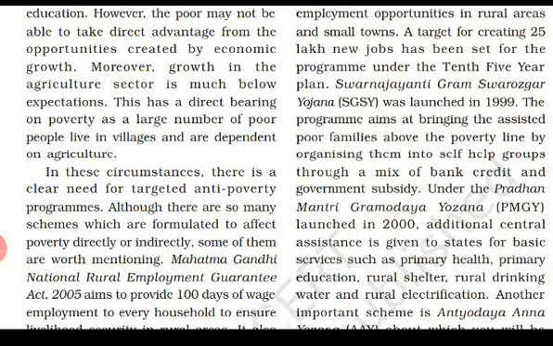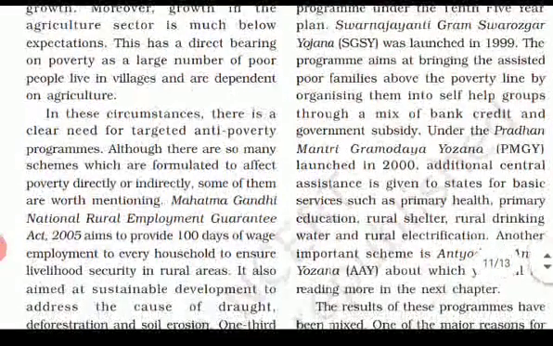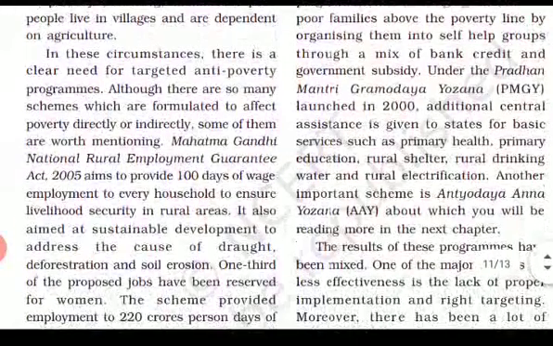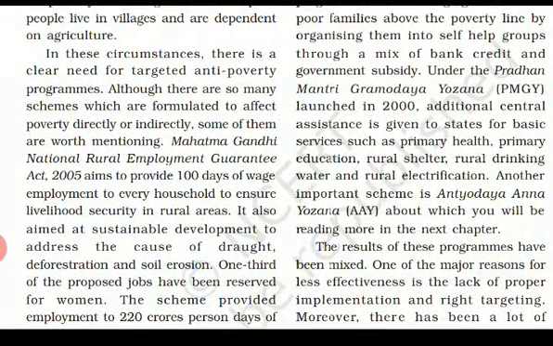Although there are many schemes formulated to affect poverty directly or indirectly, some of the worth mentioning ones are these. Now we are going to discuss some of the programs. First is the Mahatma Gandhi Rural Employment Guarantee Act 2005. This aims to provide 100 days of wage employment to every household to ensure livelihood security in rural areas. So this is MGNREGA, which provides 100 days of work. Those people who are willing and able to work will be provided 100 days of work by the government. It also aims at sustainable development, to address the causes of drought, deforestation and soil erosion.